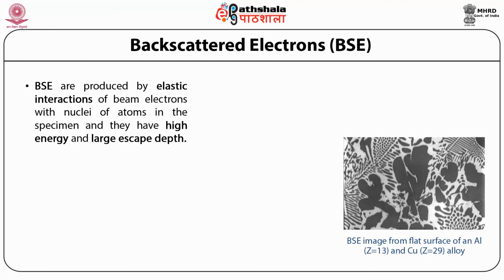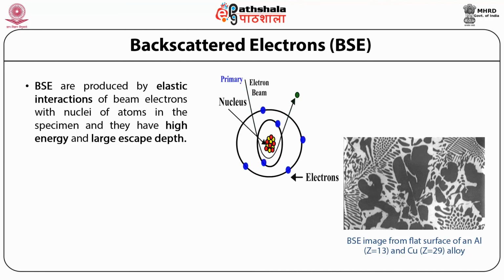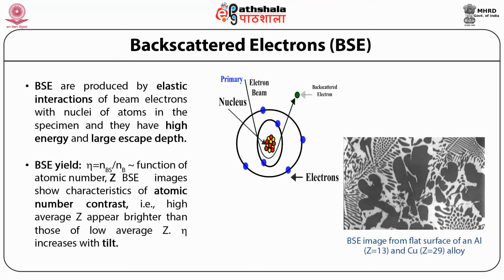Now the BSE yield, which is represented by eta, is equal to NBS, that is the number of backscattered electrons, divided by the electrons in the beam, and is a function of atomic number Z. So BSE images show the characteristics of atomic number contrast, that is, high average Z appears brighter than low average Z. Here eta increases with the tilt.